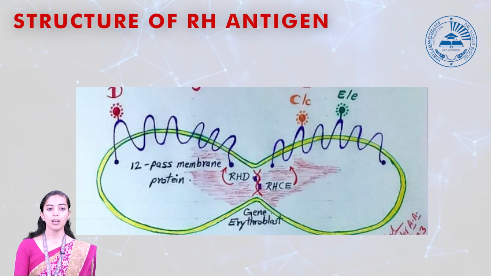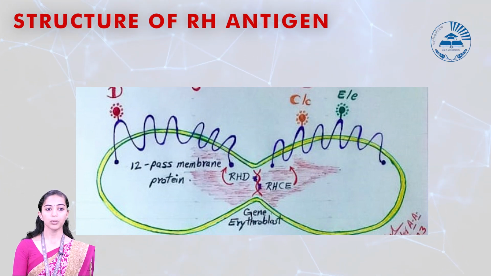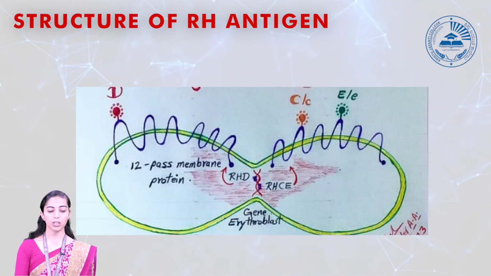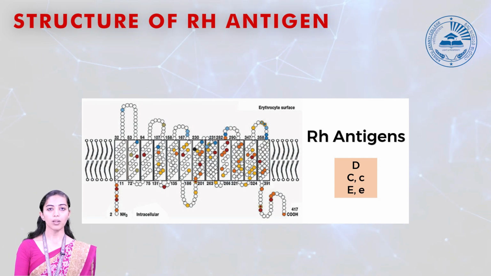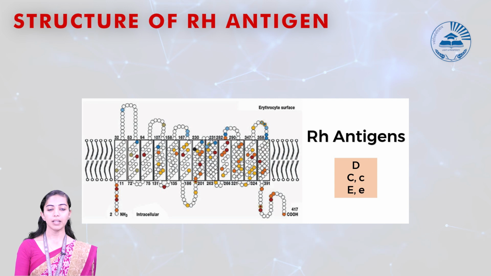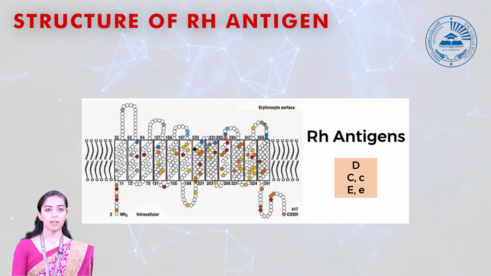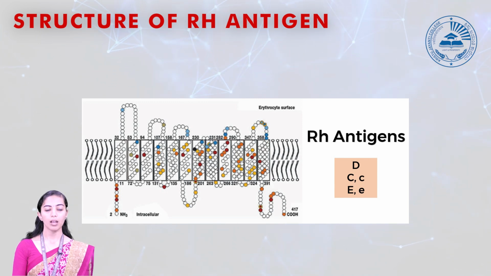Coming on to the detailed structure, this is how it looks when you go deep down into the molecular structure. These round structures are the amino acids, and we can see that it passes through the membrane 12 times. On the outside surface, we have the antigens, which are the main determinants of the RH blood group. Antigens can be either D, capital C, small c, capital E, or small e.